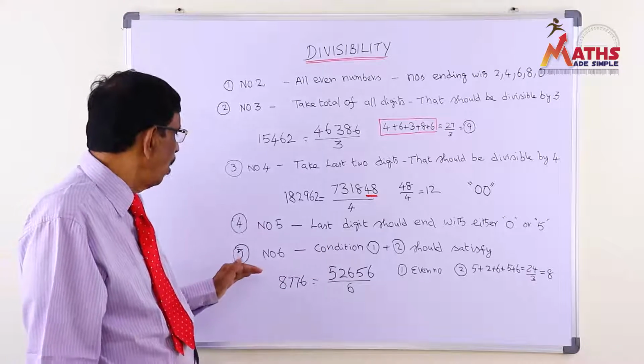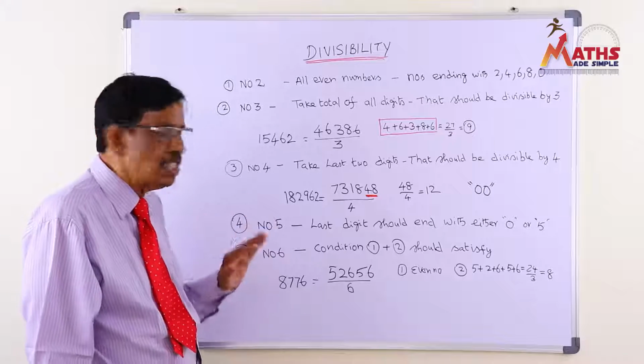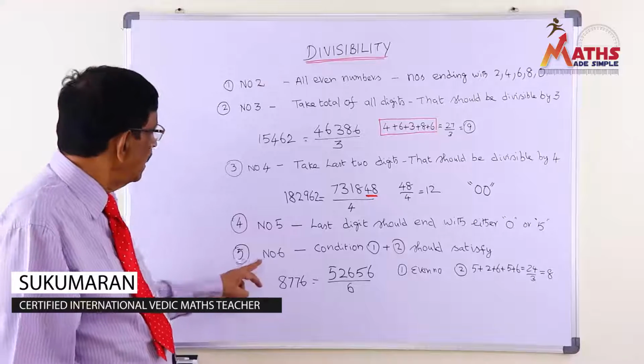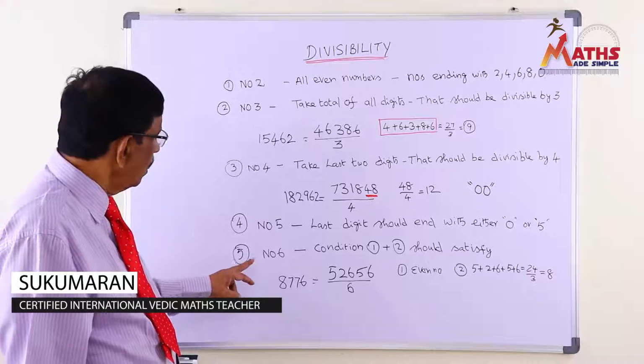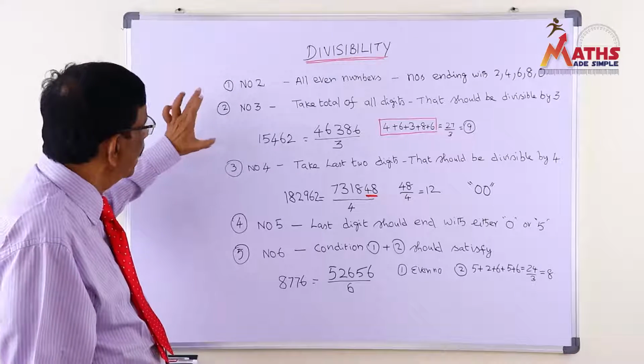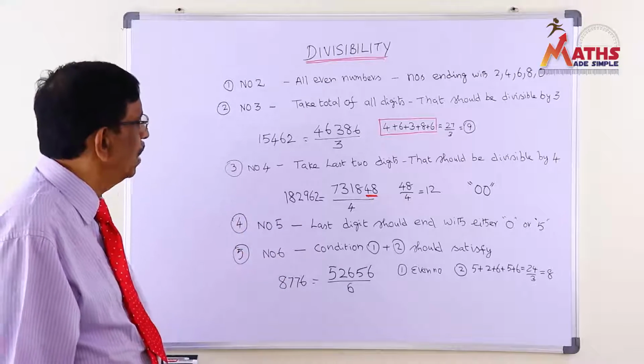Coming to finding how number 6 is divisible or not. To check this, what it needs is that condition 1 and 2 should be satisfied by the number, whatever number we are taking.